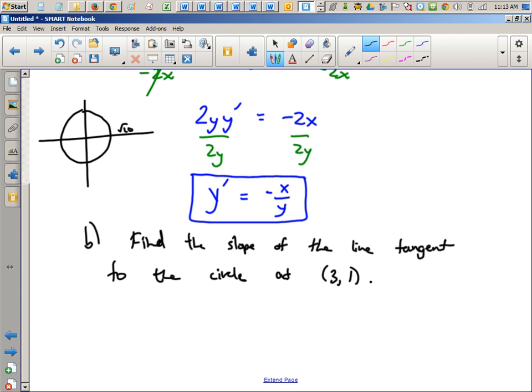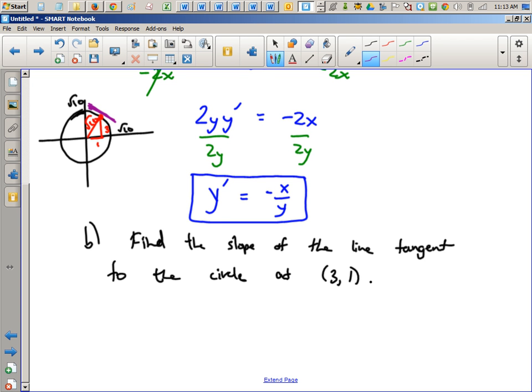is root 10. Yeah, the radius is root 10. So I believe 3, 1 is on here. Okay, so the radius is root 10. We're just trying to find the slope of this line right here, this purple line. So it's kind of awkward that our derivative, this is our slope calculator, remember? Our derivative does have an x and a y in it, but listen, we can plug the x and the y into that. That's okay. So the answer is going to be negative 3 over 1.